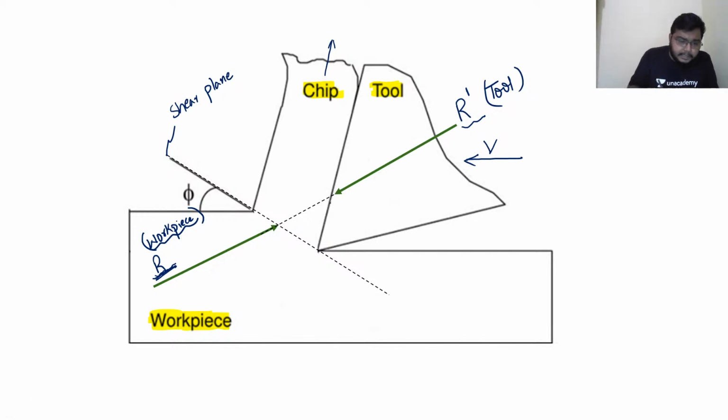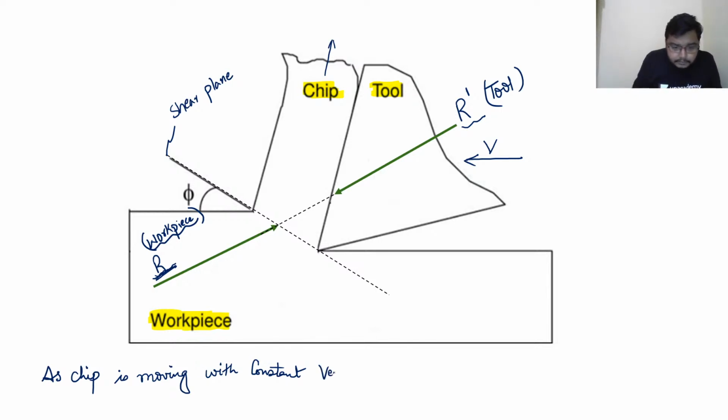So let me tell you one thing. As the chip is moving with constant velocity V, the net resultant force on the chip must be 0.